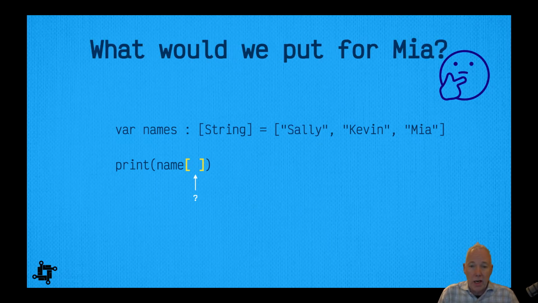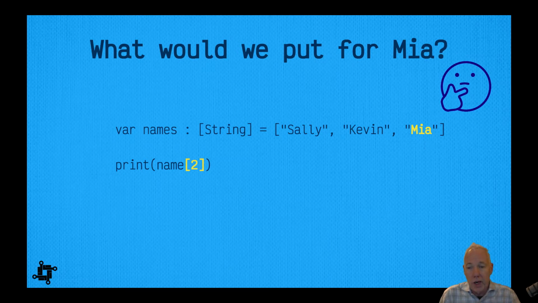Now, let's try another question and reverse it. What if we want to reference Mia? We have 3 elements in the array, but we want to index this element. What number do we put here? Again, we could pause to see what the answers are. But if this is 0, this is 1, this is 2. So 2 is the right answer. 2 is what you would put in to reference Mia.